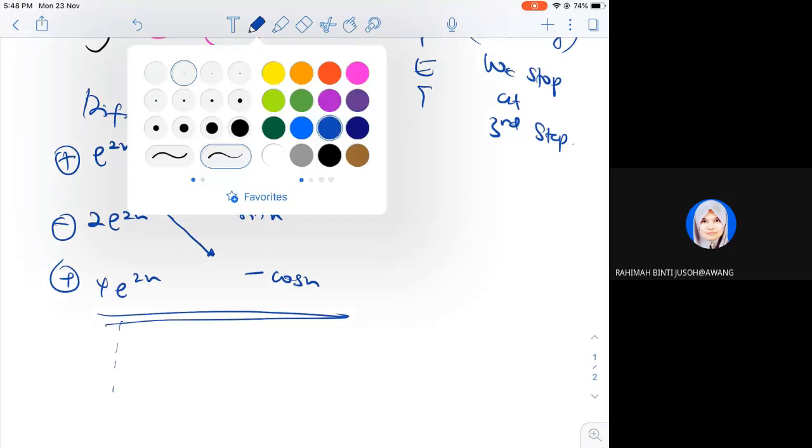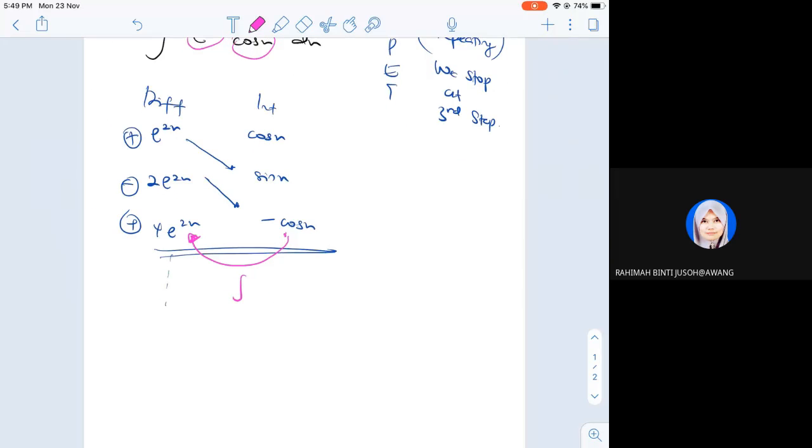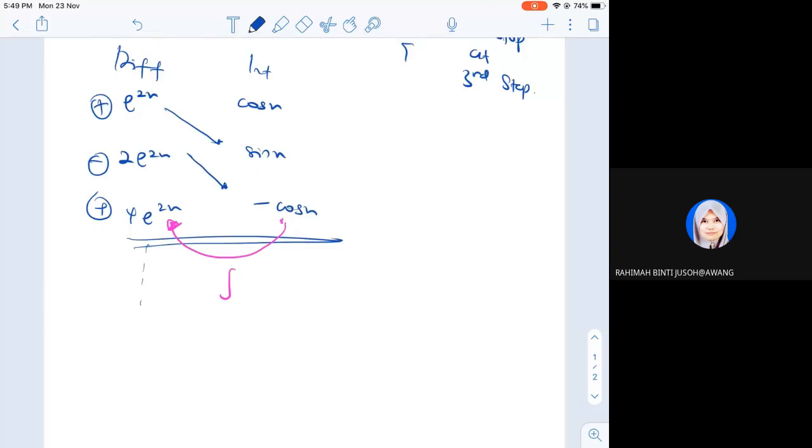So what happened? The last column ni, you kena reverse, patah balik ke sini. Okay, and then when you reverse this, you have to put the integration symbol. Okay, so the answer should be like this. You all memang tak pernah belajar tabular method ni?